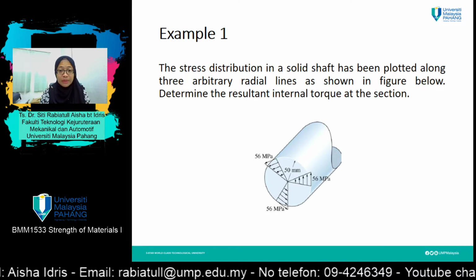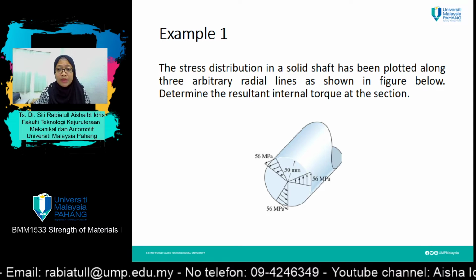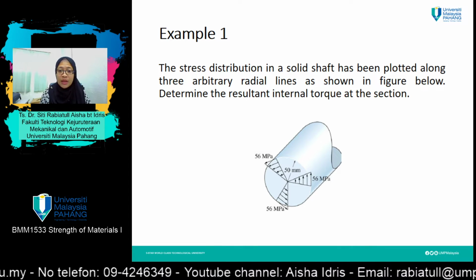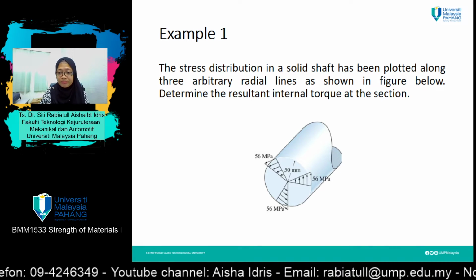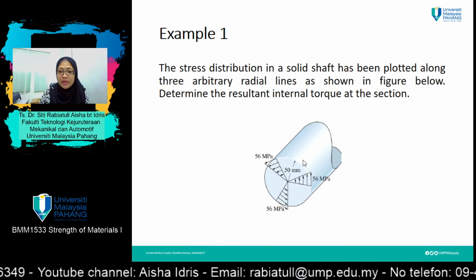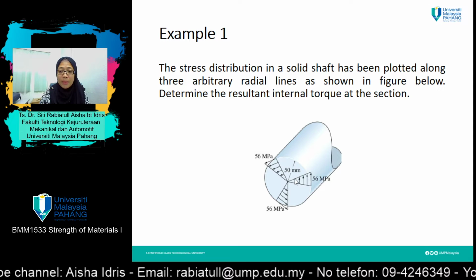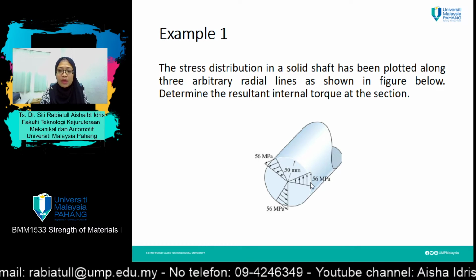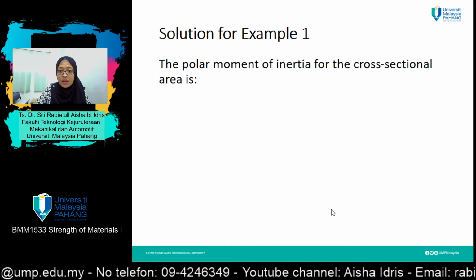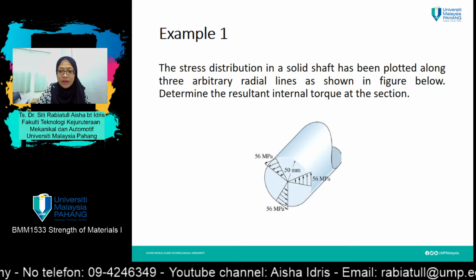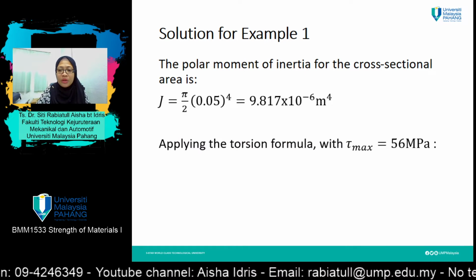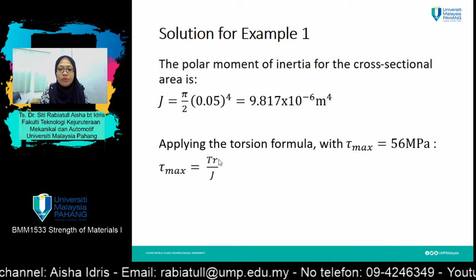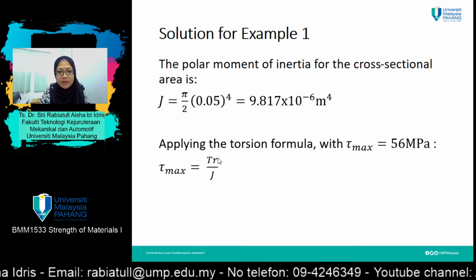Okay, so now let's move on to example number 1. Let's read it together. The stress distribution in a solid shaft has been plotted along 3 arbitrary radial lines as shown in the figure below. Determine the resultant internal torque at the section. So the radius is given as R equals 50 mm, and the shear stress is also given, with a maximum shear stress equal to 56 megapascal. The question asks you to find the torque at the section. So we know that the formula for shear tau is TR over J, and from there we know that you need to find the value of J, and R is given.